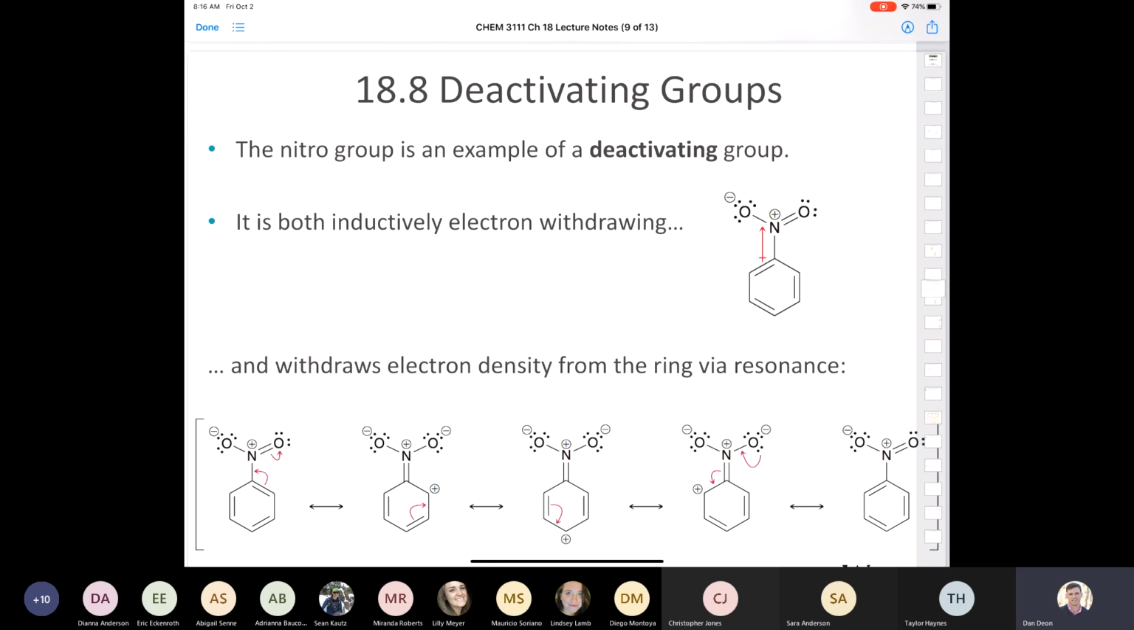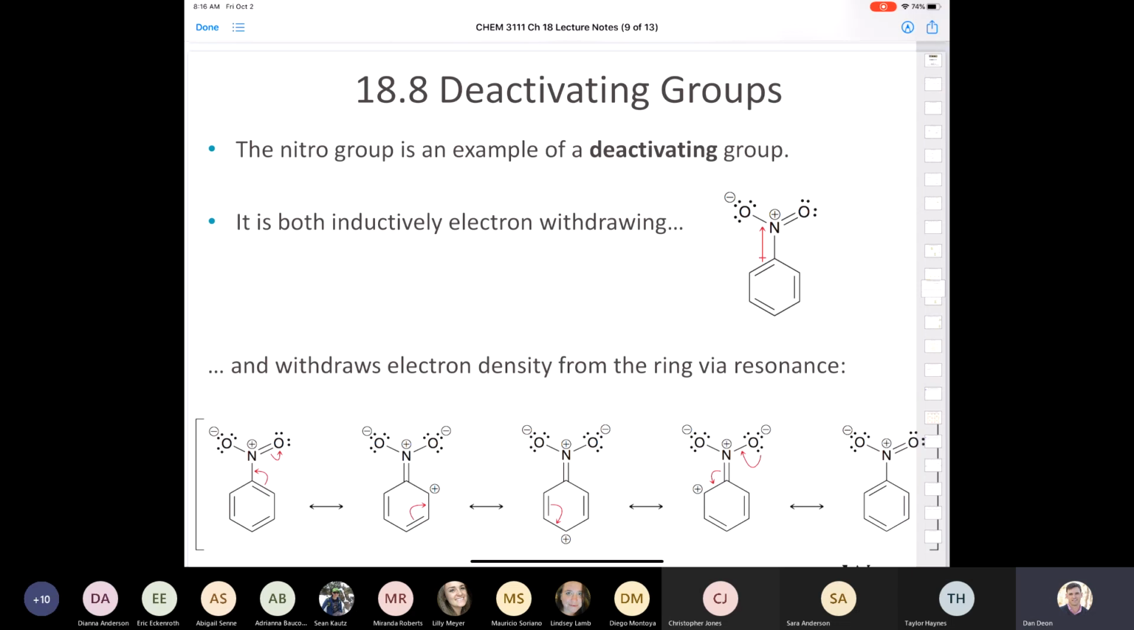And if you understood the rationale for why toluene and anisole, why the methyl and the methoxy, were activating groups, you'll be able to understand deactivating groups, okay? And if you're still kind of on the fence, like, oh, I'm not sure if I understand, well, follow me carefully and you'll get it, okay?